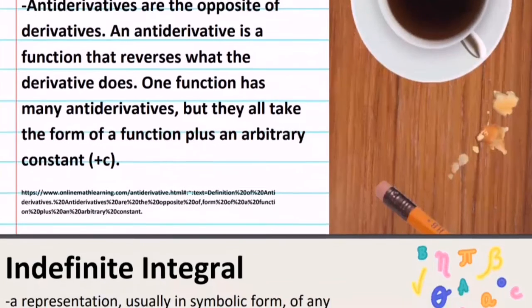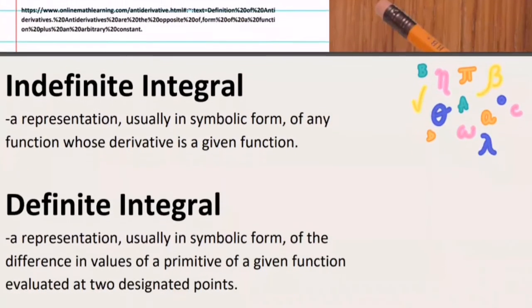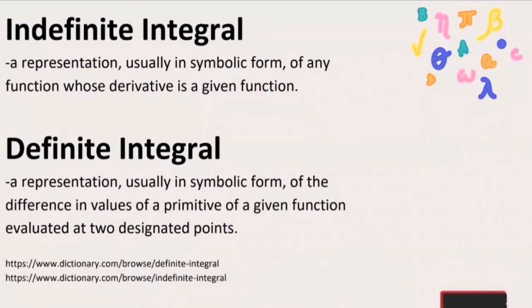Then we move forward to the two types of integrals, the indefinite integral and the definite integral. So indefinite integral is a representation, usually in symbolic form, of any function whose derivative is a given function. Now definite integral is a representation, usually in symbolic form, of the difference in values of a primitive of a given function evaluated at two designated points.